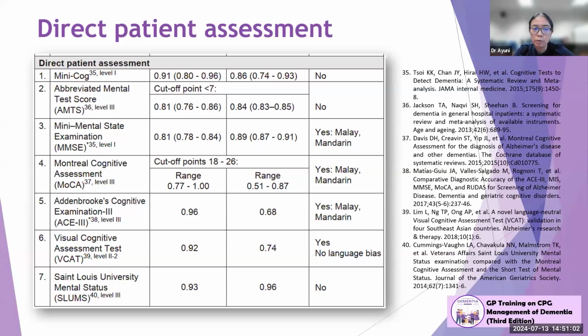The other more complex tests, MMSE, MOCA, ACE, VCAT, SLUMS, all these assess more cognitive domains, 4 to 5 cognitive domains. Usually these more complex tests take a longer period of assessment and need some training for you to administer the test. We also list down which one is validated in what language, and those with a star, for MMSE and ACE, mean they have copyright. Actually, you need to pay if you want to use it, but usually no one checks, unless you want to publish it, then they will ask you to pay. So you still can use it, just a reminder that it is copyrighted.